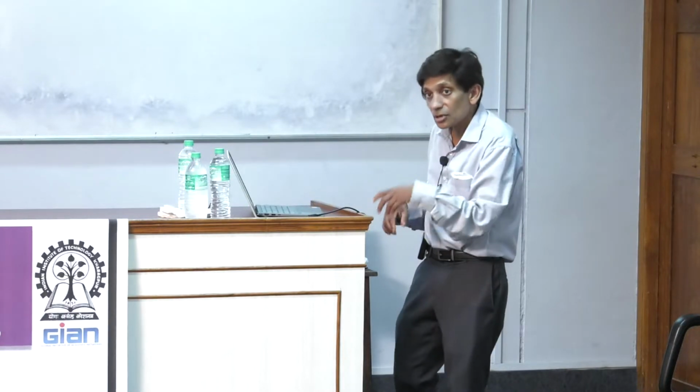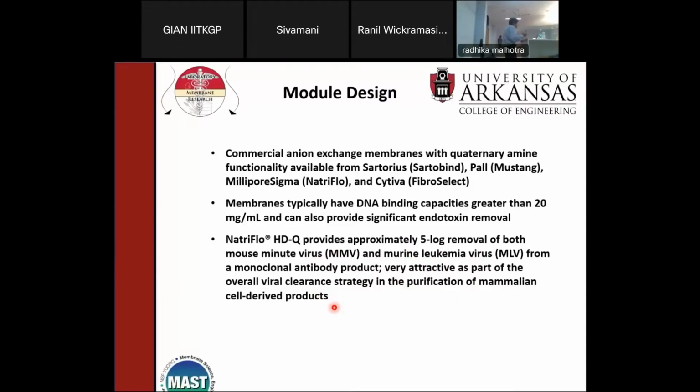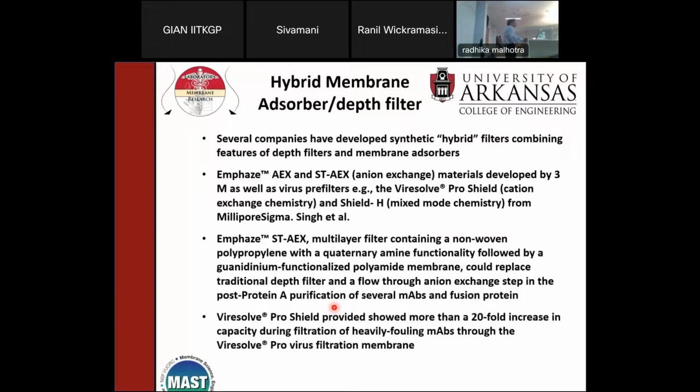Okay, so membrane adsorbers are in fact rated for removing these contaminants, and that's the most. And they are one of the polishing steps. Okay, now several companies have developed hybrid or synthetic hybrid filters containing features of depth filters and membrane adsorbers.